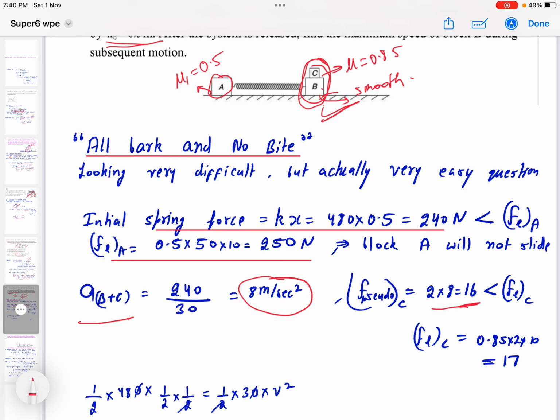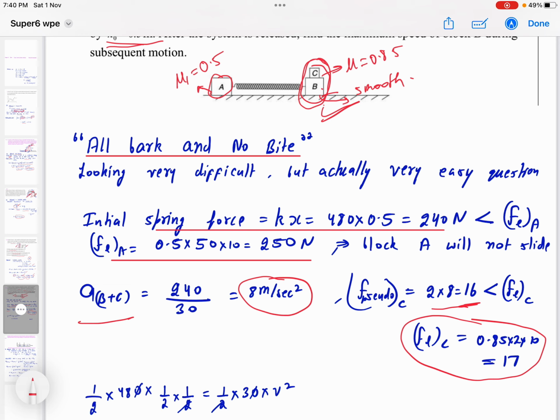When I try to find the limiting friction between B and C, what do I get? 17. It means here also relative motion is not happening. Between B and C there is no relative motion, because initially the pseudo force is maximum, and that maximum pseudo force is less than the limiting friction.